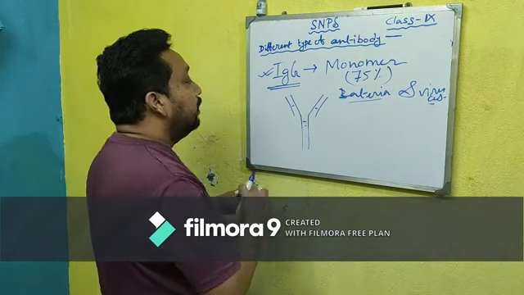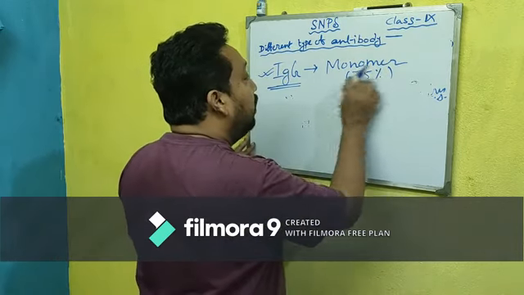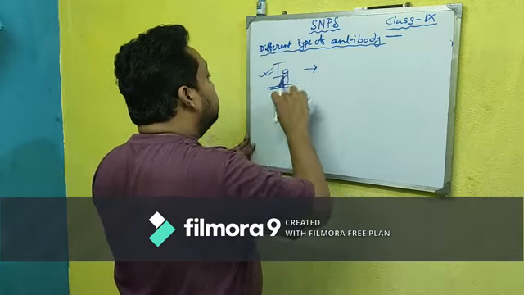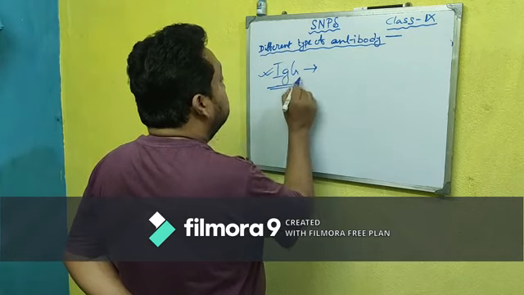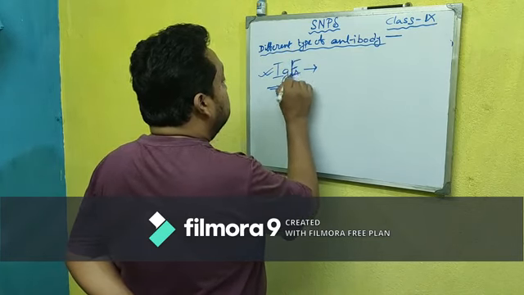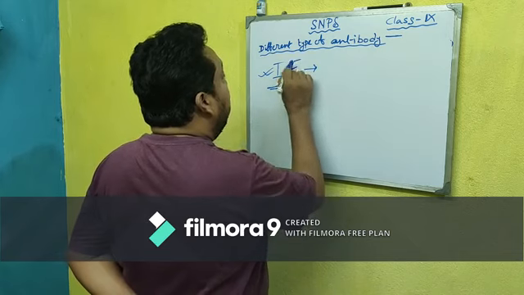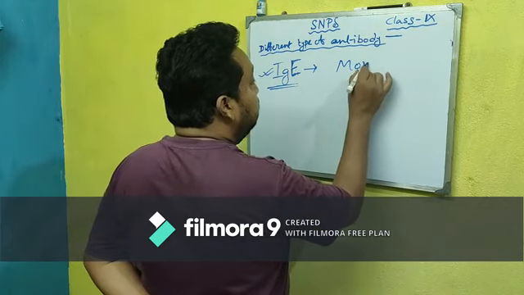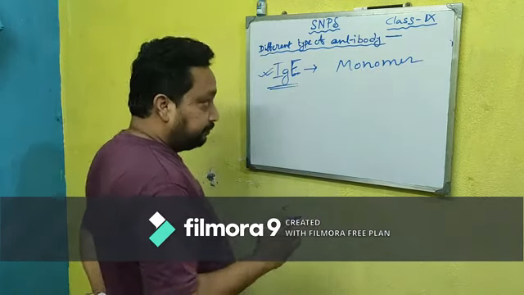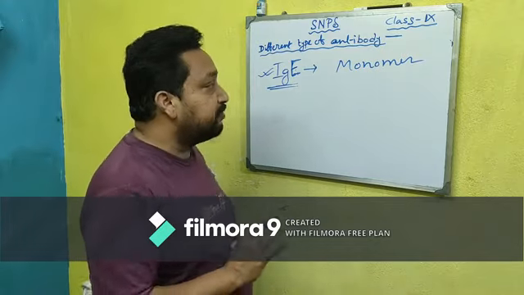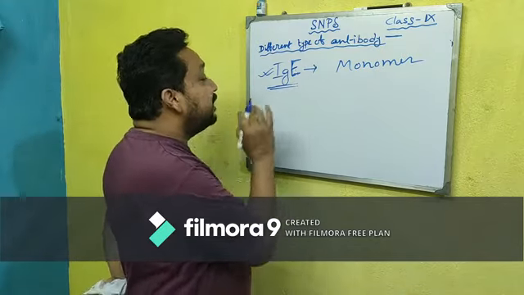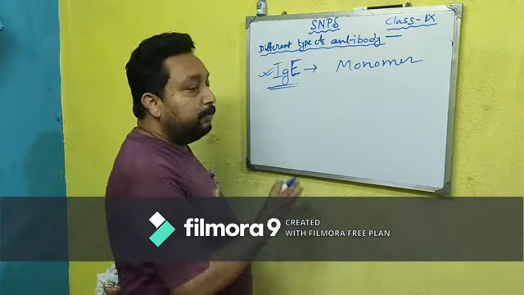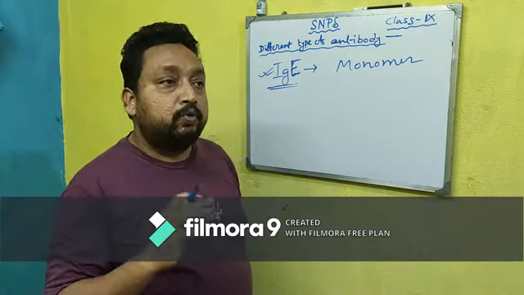Next, the IgE. IgE is also a monomer, which means it has a single basic structure, and its speciality is that it is anti-allergic. This antibody helps to control the allergens.